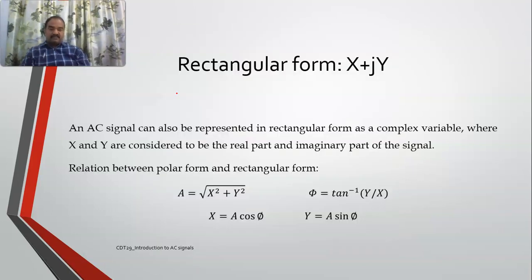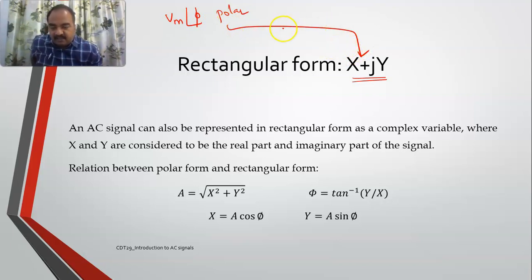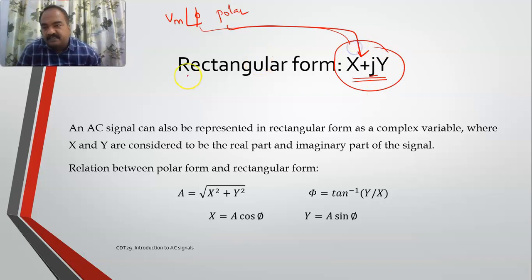Now, the other form is x plus jy. As I already mentioned, I have taken Vm at an angle of phi, right? That is polar, and this is rectangular form, x plus jy. You can use an imaginary value j to represent the same thing. Okay, so this is the complex number representation, x plus jy.